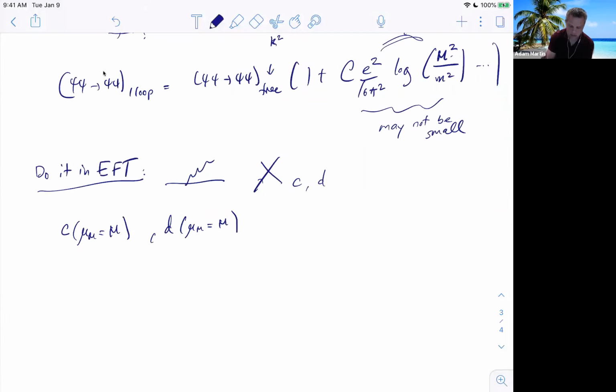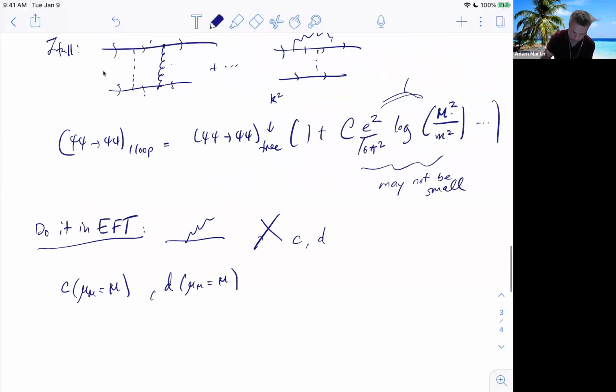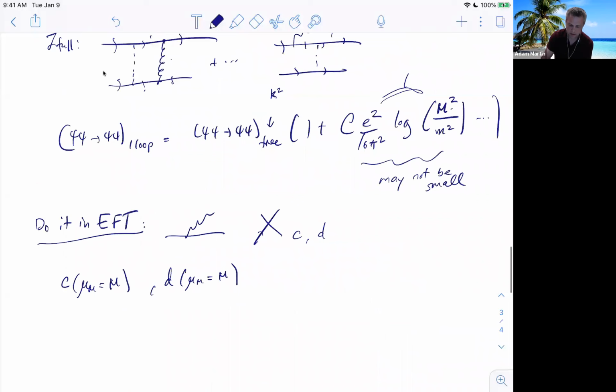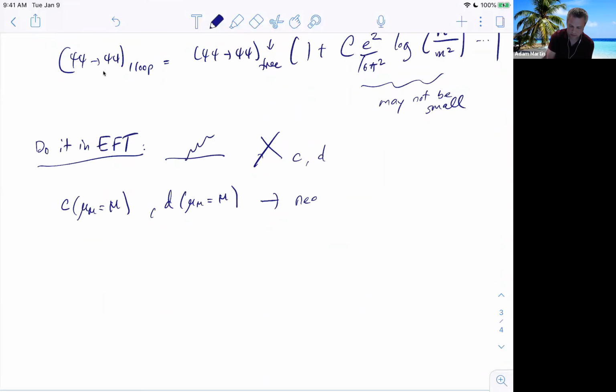So viewed in the EFT, if I want to know this process, we need essentially C at mu equals this low scale. Right? We know the coefficient at the high scale where we match the theories. I want to now totally forget that the full theory exists. I just view this problem as a renormalization group problem. I have this coupling at one scale. I need it at another scale.